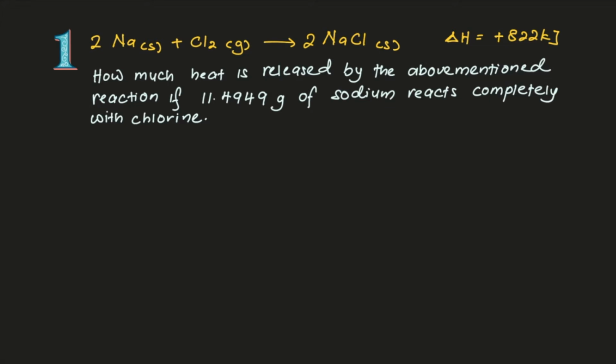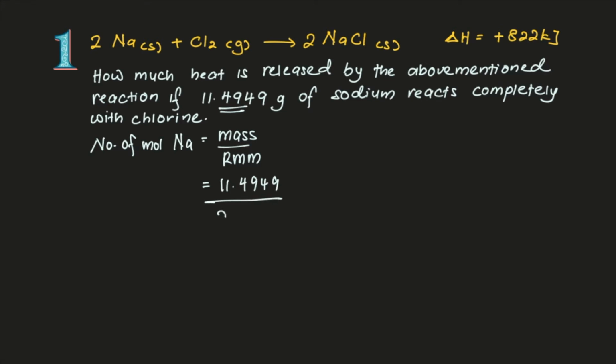Let's look at the question. So, the first information given to you is the mass of sodium. Once you have the mass of sodium, the thing that you can do is calculate the number of mole. So, the number of mole for sodium is equivalent to mass over RMM. The mass was given in the question, so it's 11.4949 divided by the RMM for sodium, which is 22.9898. Therefore, you should get the number of mole for sodium is equivalent to 0.5 mole.